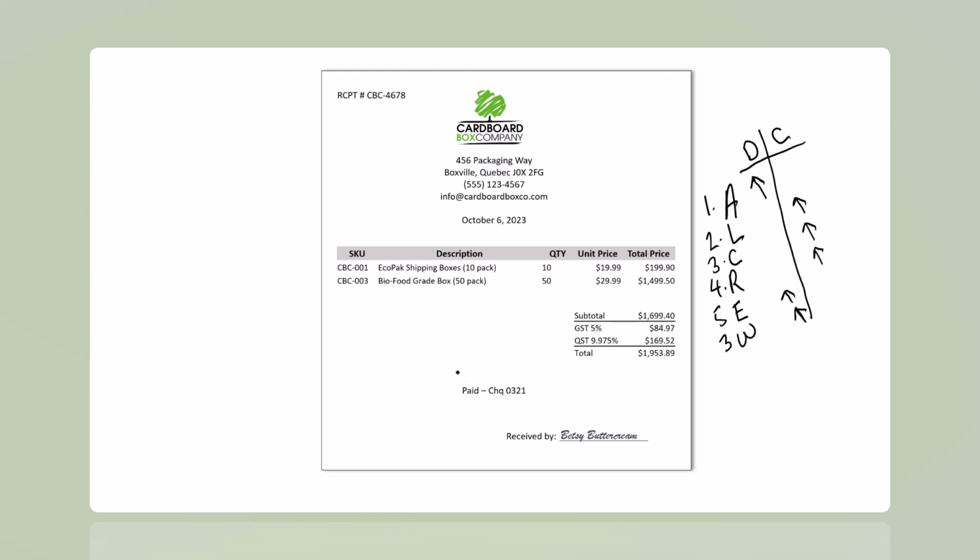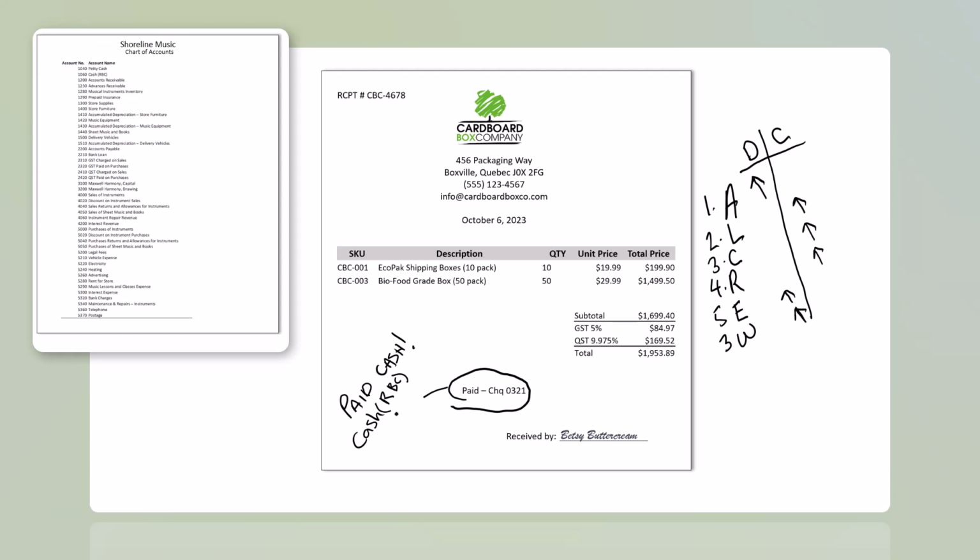Now if we look at the transaction, we can see first of all that it was paid. So that means money went into our bank account. So if we look at our chart of accounts, we're going to use cash RBC because it's an asset and it's increasing. I know I drew the arrow the wrong way. It's increasing and it would be a debit.